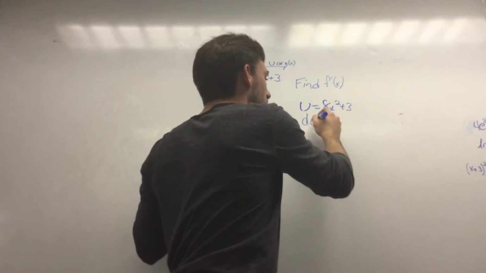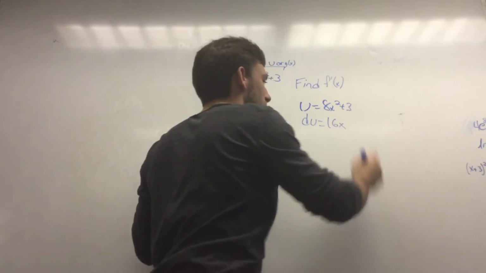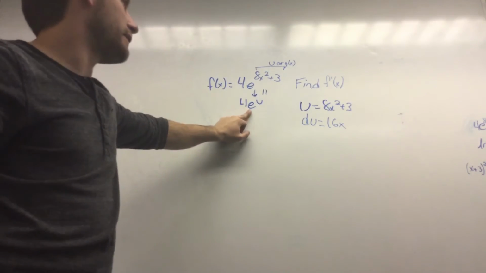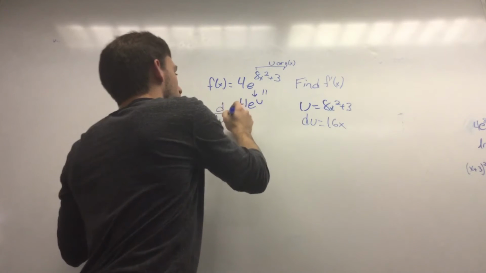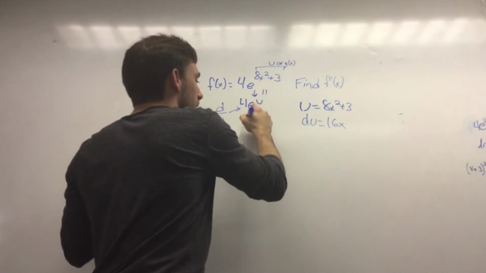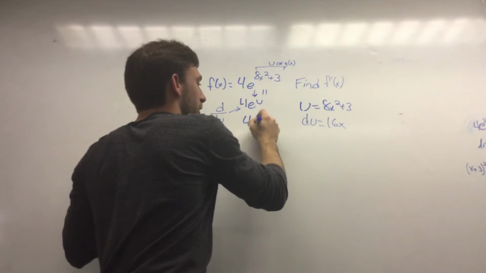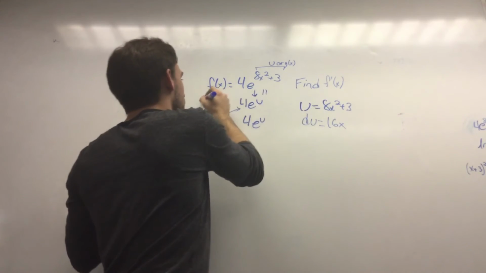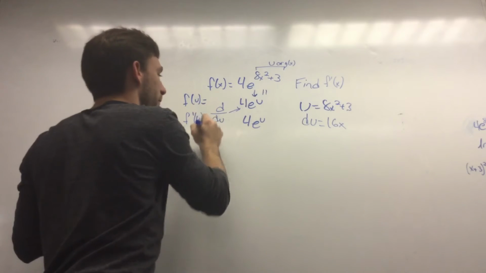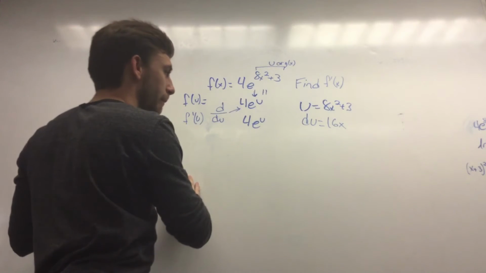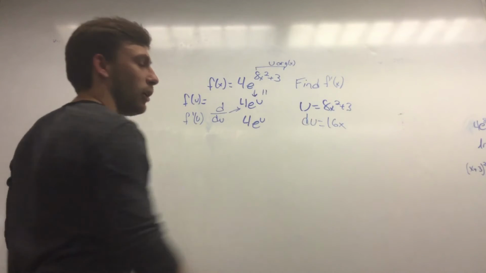I'm going to take the derivative of u, so 16x. Now I got this. This isn't the derivative yet. Now I'm going to take the derivative of this. Take the derivative of this, it becomes what? Just 4e to the u. Pretty simple. So this is my f of u, and this is my f prime of u. Now I got this and this. I got all the pieces I need.